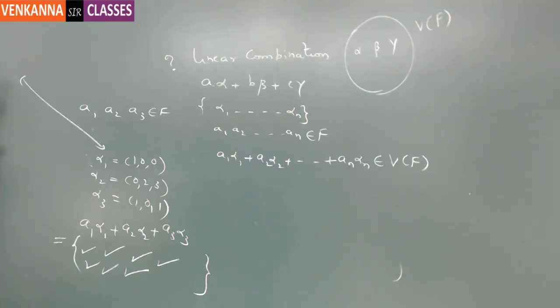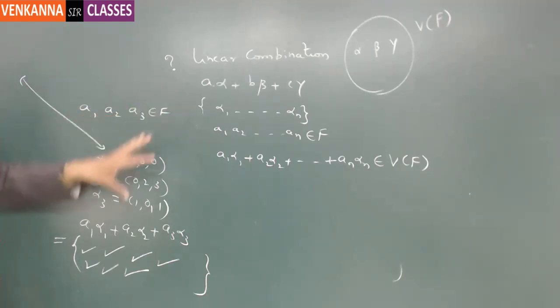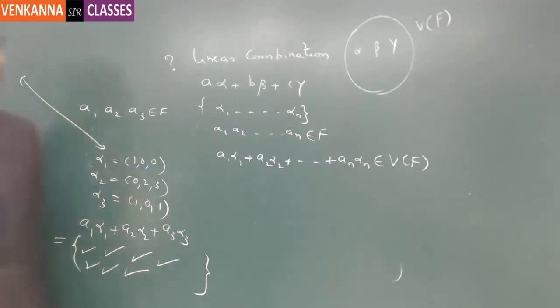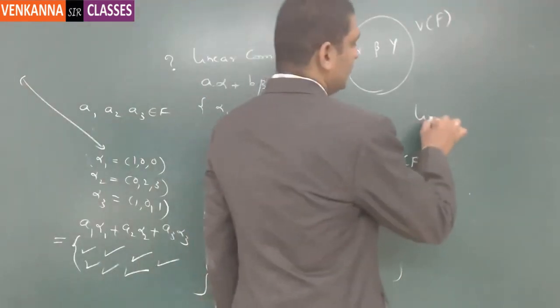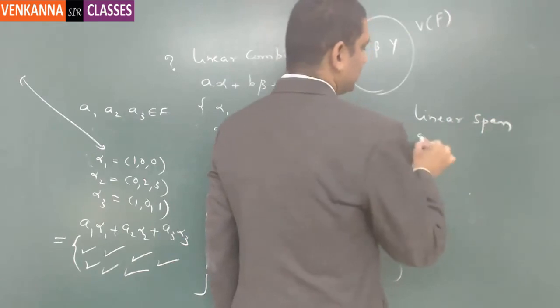So if you talk about linear combination, the vectors are fixed, scalars are not fixed. You can take any kind of scalars in the field f. Is it clear? And here, if you write all possible linear combinations with regard to a set, it is called linear span. It becomes a subspace.